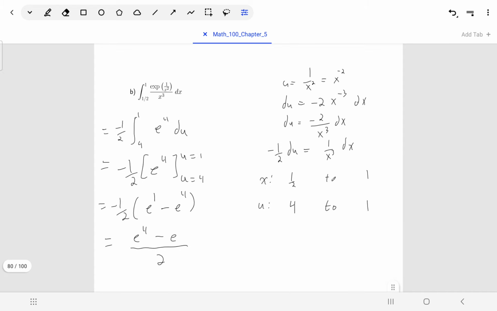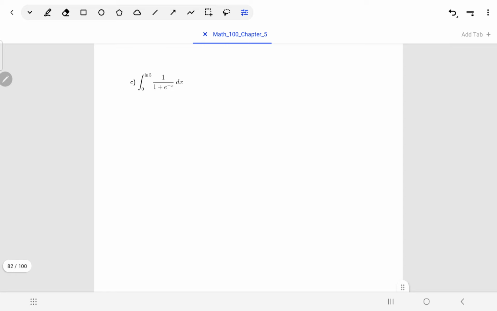For myself, though, for future ones, I'm going to continue doing this approach of changing my limits of integration as I go, because I think that's maybe the more efficient way to do things. And I'm going to do that here with this one.